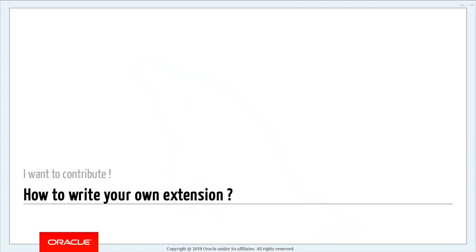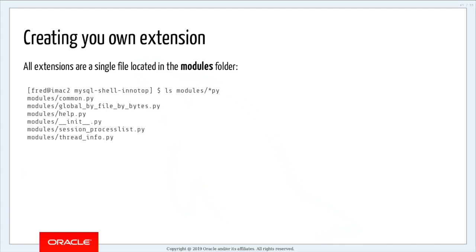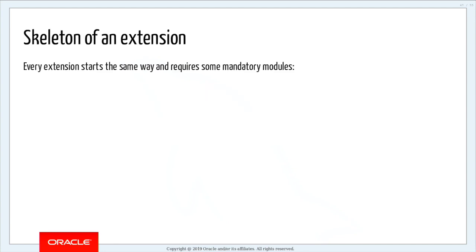But I want more, and this time I want it from you. You can contribute to these extensions to Innotop, and this is how you can write them. So this is how it looks like. You have these modules, right? And this is how it looks like. We have all the PI information, so command, for example, and we have session process list, thread info when you do details. It's just some Python code.